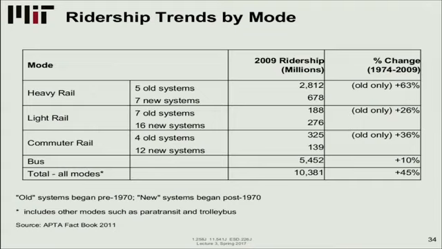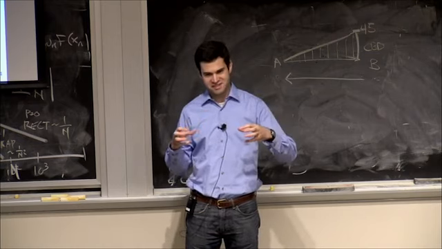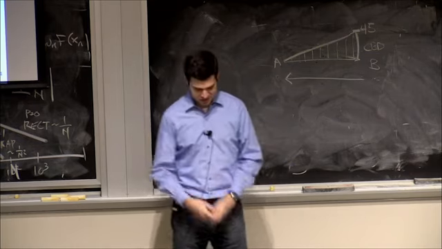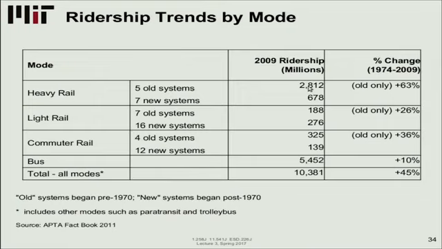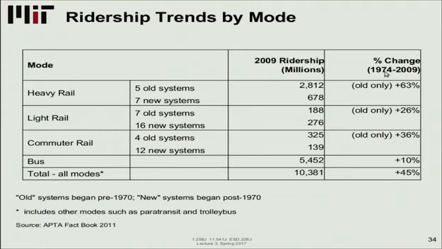Ridership by mode, and unlinked trips. Start with heavy rail. Older systems. From 2 classes ago, we saw that the oldest systems are the first ones to be built, and they're in cities that depend a lot on transit and use a lot of transit. So these 5 older systems, this was the ridership in 2009. If you look at 7 newer systems built after that, that's the combined ridership, much lower, right? So you see the older systems are carrying a lot more people. And if you look at the change from 74 to 2009, only the old, it grew 63% in that time.